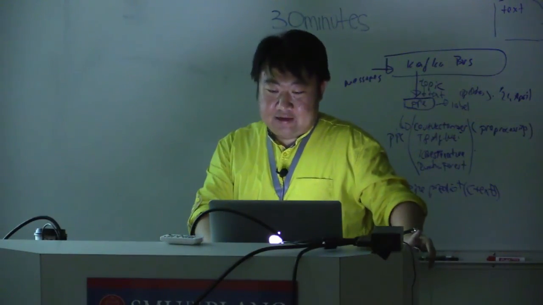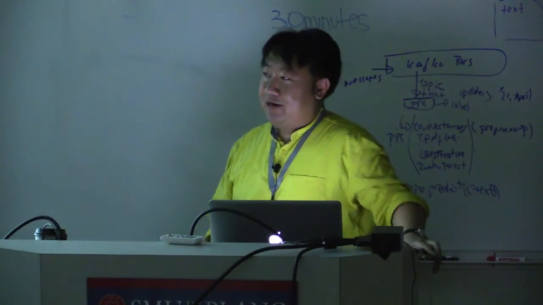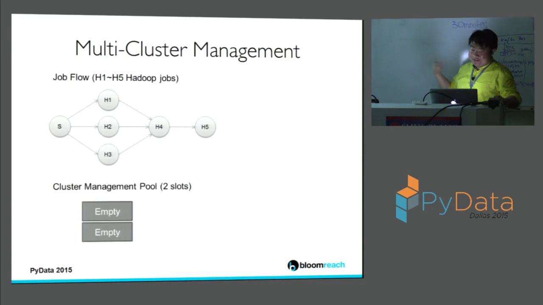Cool. Now I want to show you a simple example. If we have this type of flow, and we want to run in multiple threads, more than 3 threads, and we have allowance to create 2 EMR clusters, what happens in Briefly resource management? Imagine this S is some local job you have to run. It might take an hour, it might take 5 minutes. And all those H1 to H5 are Hadoop jobs.